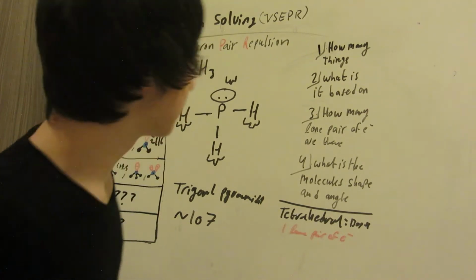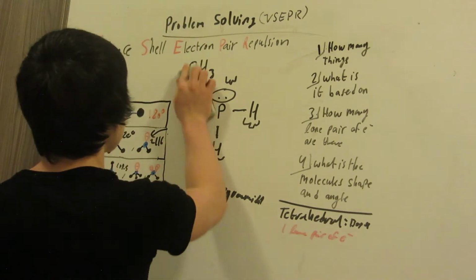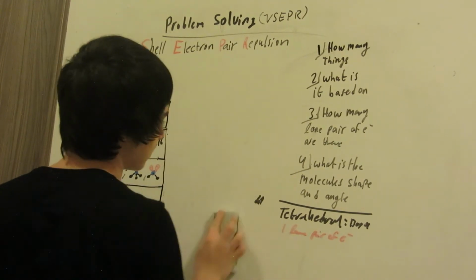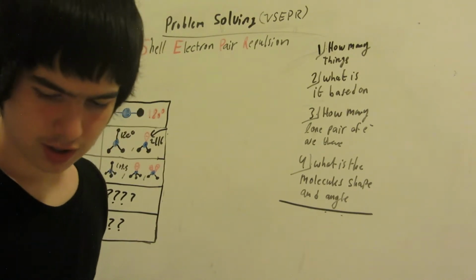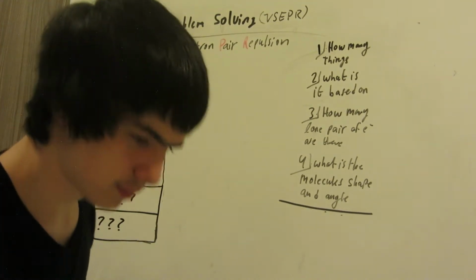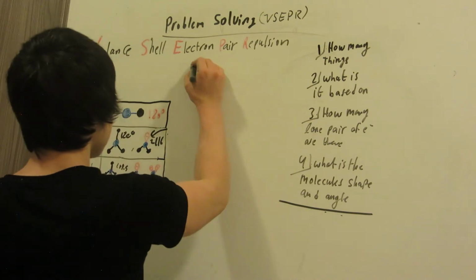Alright, so that's the first example. Now we're going to solve faster because I showed you the way of solving, so we start solving faster so we don't waste time. Alright, second question. It's going to be SnCl2.